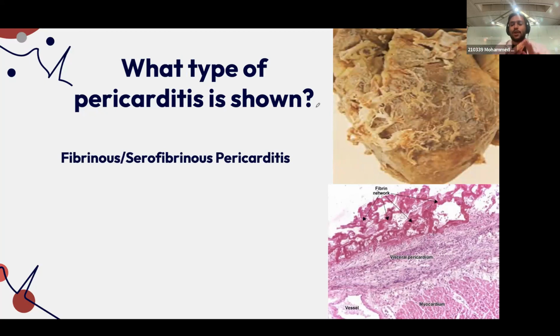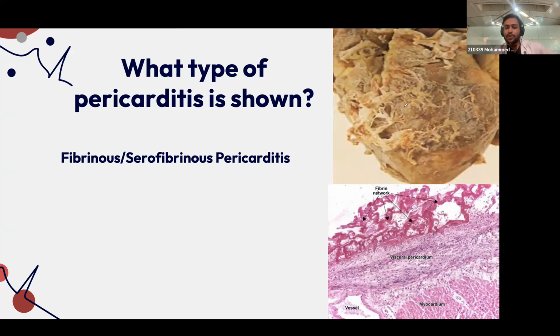fibrous. A very key term that I will mention to you, and in the scenario it will come like this: bread and butter type of pericarditis. It will show an appearance as if bread and butter. These two terms come with fibrinous pericarditis. Very important to remember these two terms specifically for it, bread and butter.